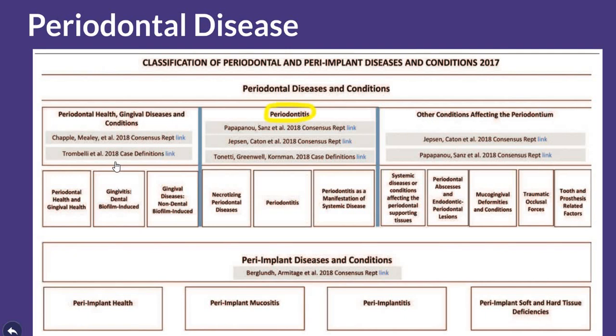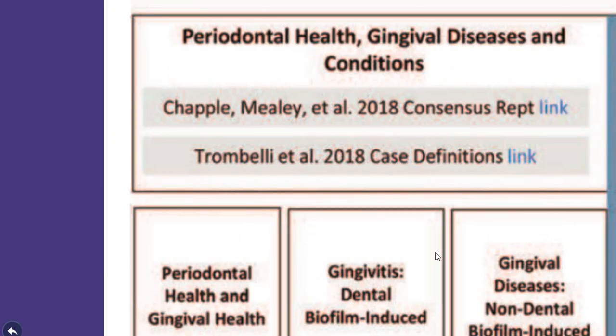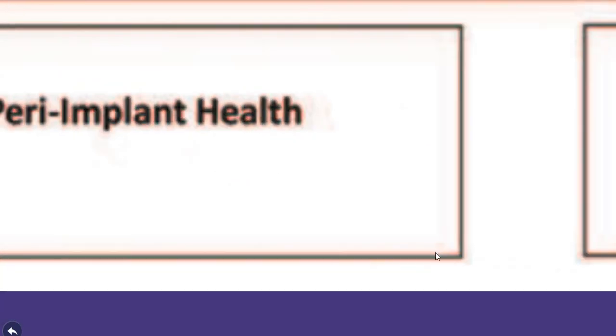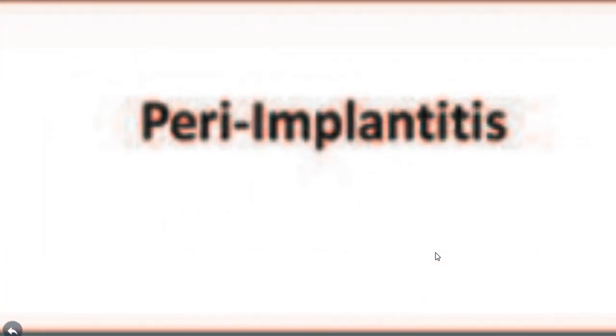Because we are talking mainly about gingivitis, health and periodontitis, and peri-implant diseases and conditions, we have peri-implant health, also new, and peri-implant mucositis. This is equal to gingivitis in the tooth. Peri-implantitis is equal to periodontitis in the tooth, and then peri-implant soft and hard tissue deficiencies. So all of the references are from 2018 and it is newly updated.